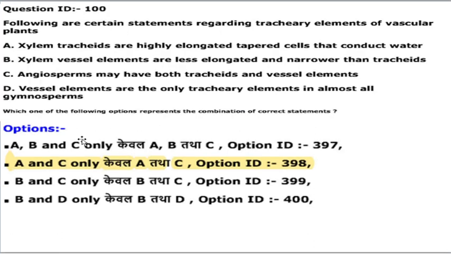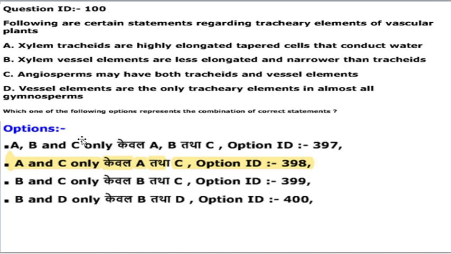Next, the following are statements with regard to tracheary elements of vascular plants, friends. Tracheids and vessels are the elements that help in water transport. Both tracheids and vessels together are called tracheary elements. Tracheids are present in the xylem of angiosperms, gymnosperms and ferns, whereas vessels are only present in angiosperms.